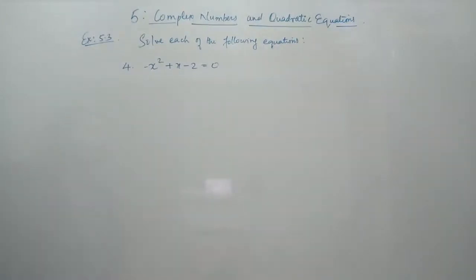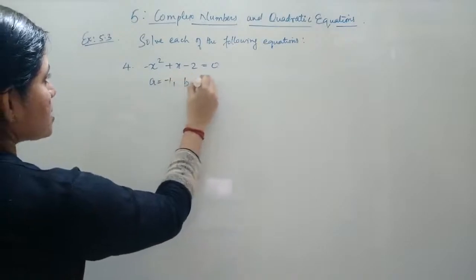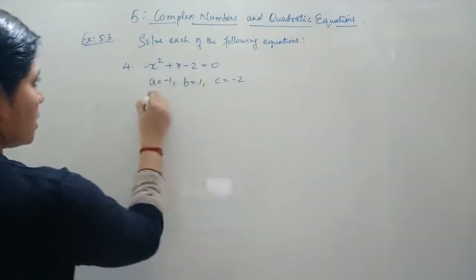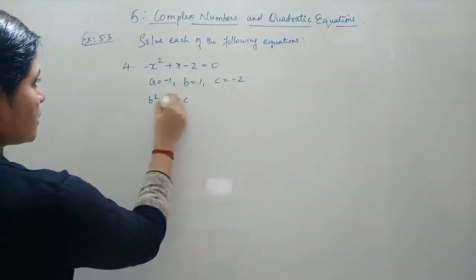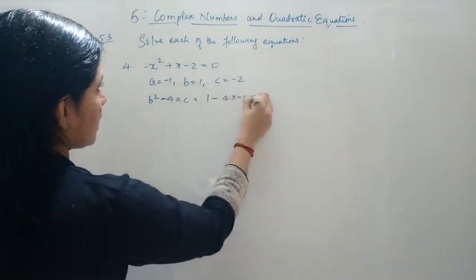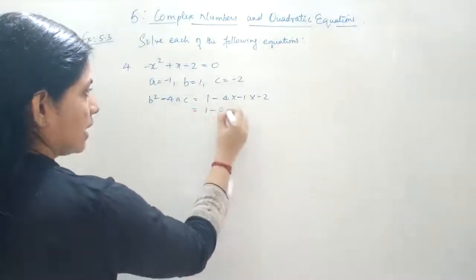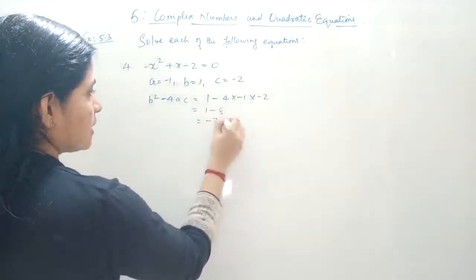Fourth question is minus x square plus x minus 2 equal to 0. Here again a is minus 1, b is 1 and c is minus 2. b square minus 4ac will give you 1 minus 4 into a into c. So you have 3 negatives, so you will get 1 minus 8, which is minus 7, less than 0.